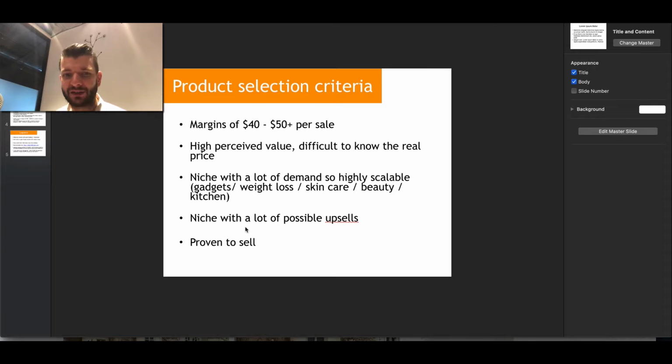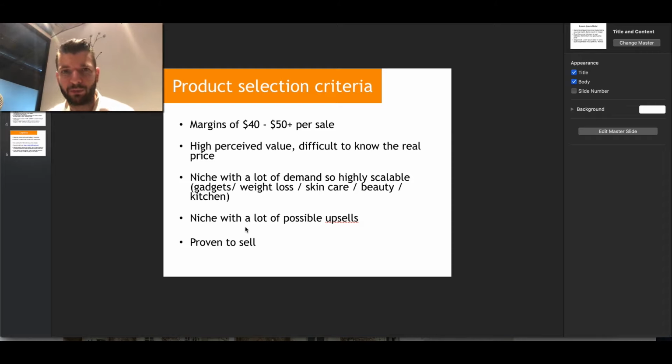And so these niches like gadgets, weight loss, skincare, beauty, kitchen, right? These are niches with a lot of people in them that are potential buyers. That's where you want to be, right? And also a niche with a lot of possible upsells. So for example, where you can choose products to upsell, and also when you have an email list, you can send people different offers and see whether they buy those offers. So you can basically eventually find some new offer that you can scale.